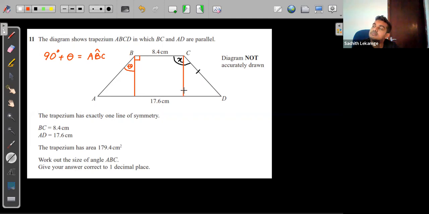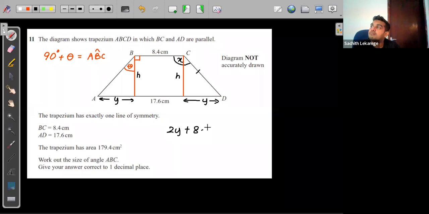I'm drawing this line as well. Now I know this part is 8.4. Since this is symmetrical, I can take this length as y. Because for you to find theta, you need this edge, this edge also. This length is y from here to here, this length also y. Then divide by 2. So you can write 2y plus 8.4 is equal to 17.6. Is that clear? This is 8.4, which means this part is also 8.4.